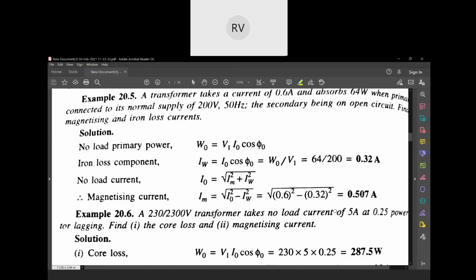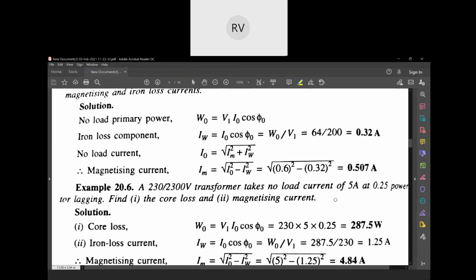Next, we need to find out the no load current. So, in order to find out the no load current, the equation is I naught is equal to root of Im square plus Iw square. But we know this value of the no load current as 0.6 amperes. So, we need to calculate the magnetizing current, which is nothing but Im, which is the square root of I naught square minus IW square. We know I naught value, we know IW value. Just plug in those two values and you will get IM value as 0.507 amperes.